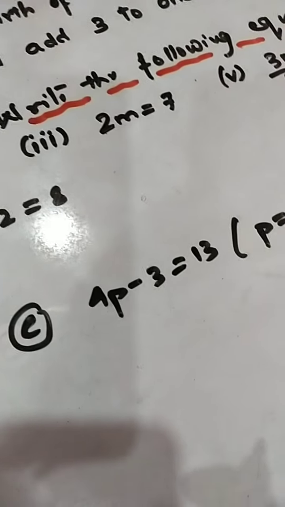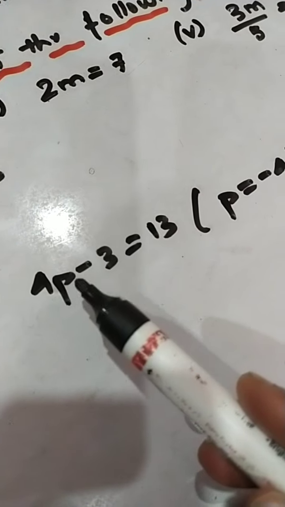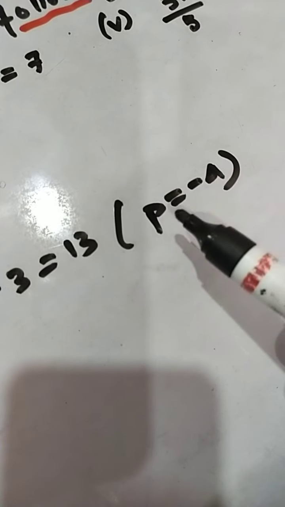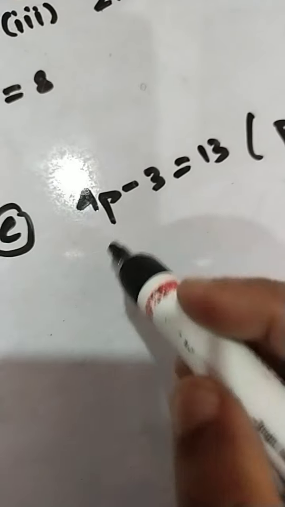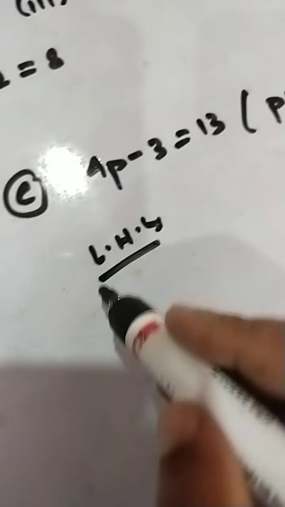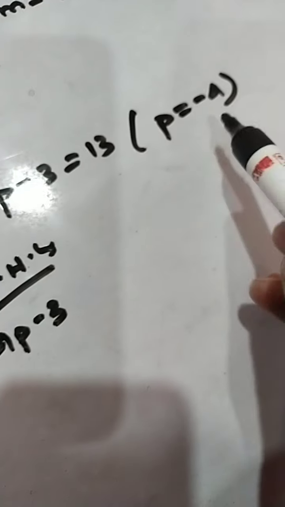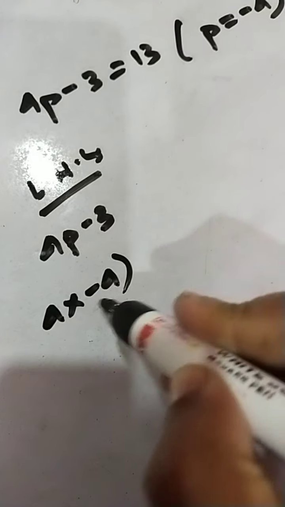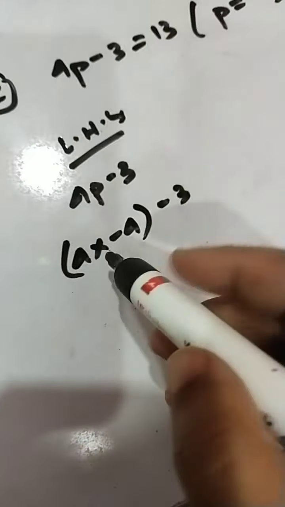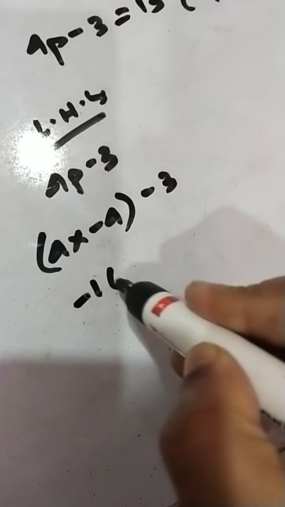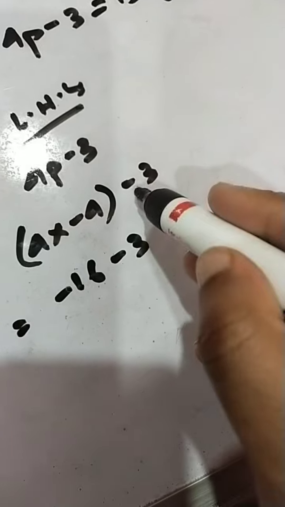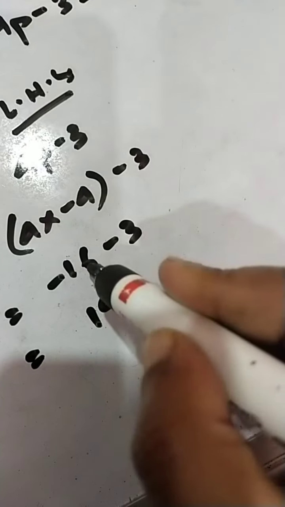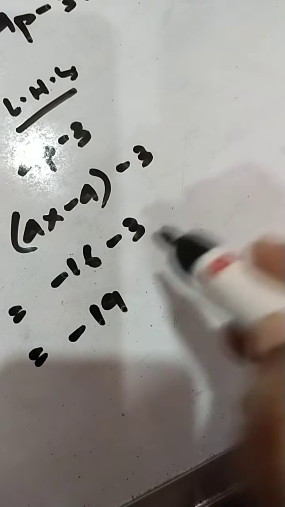Now in sum number E we have an equation given 4p minus 3 is equals to 13, and in the bracket the value of p is given as minus 4. So let us write LHS first, and then write 4p minus 3. Now in place of p we'll write minus 4, that is 4 into minus 4. We'll put it inside the bracket for our convenience. Now we just multiply it, it will give us minus 16. Then we'll write minus 3. So minus minus is plus, 16 minus 3 is 19. 16 is greater and it is carrying the minus sign, so we'll write minus 19.